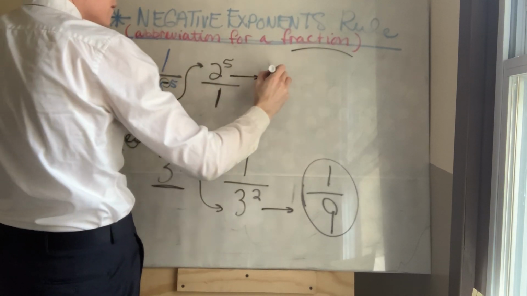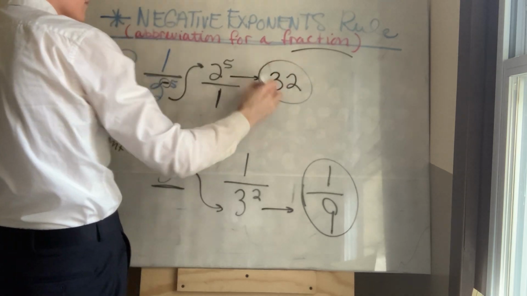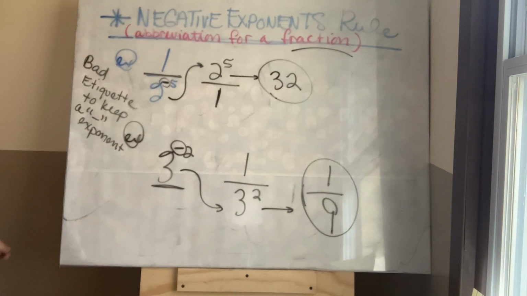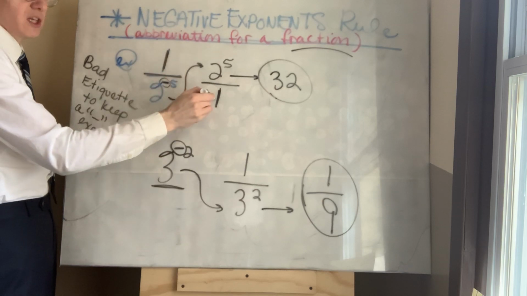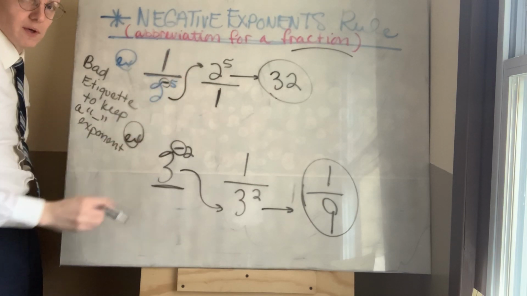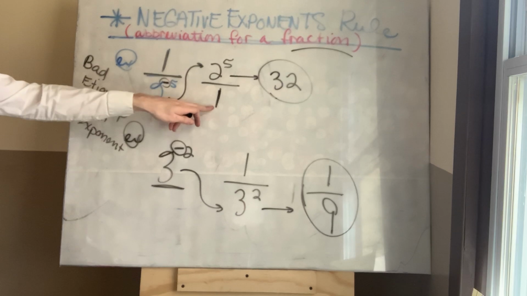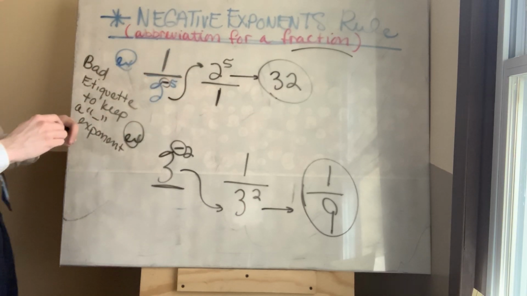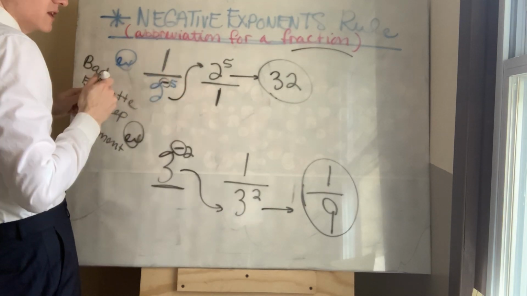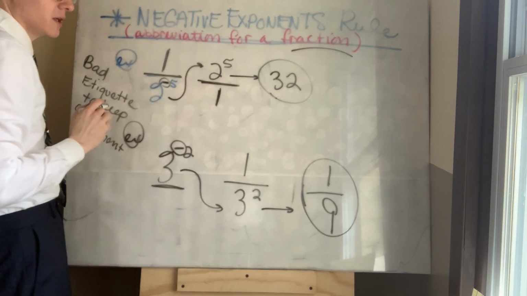And this would be 32. Okay. I don't want you to think that this particular 1 here is the one that moved here. It really didn't do that, right? I put this 1 here unnecessarily, only because it was a fraction to begin with. I wanted you to see that it is above the line.